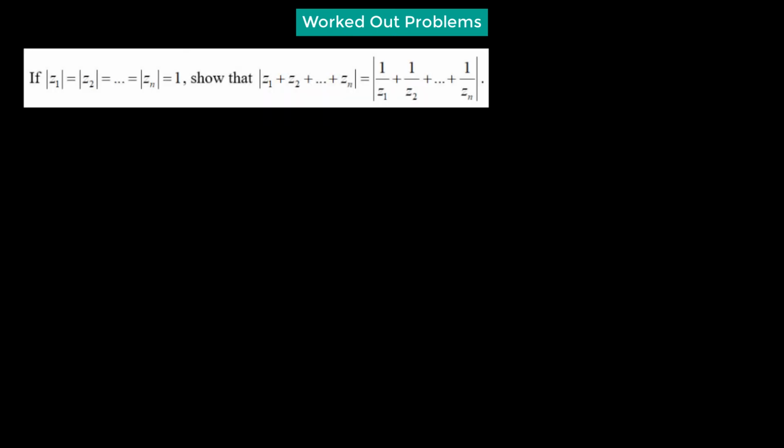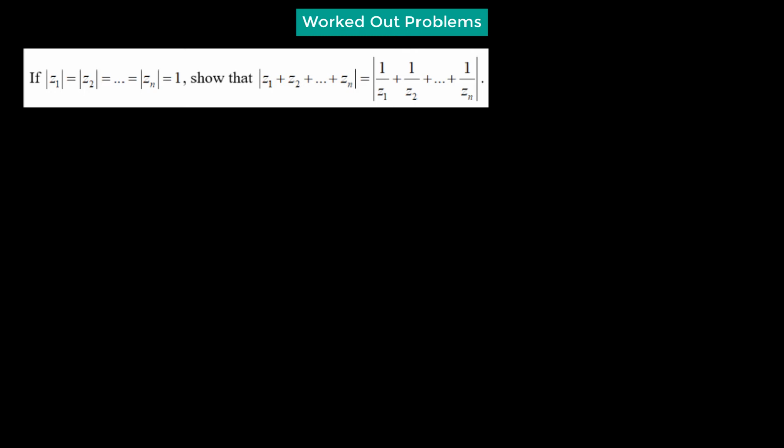In this question we have the absolute value of z1 is equal to the absolute value of z2, and it goes on to the nth value of z, and all of those values are equal to 1. So we have to show that the absolute value of the sum of the complex numbers z1 through zn must be equal to the absolute value of the sum of the reciprocals. So let us do that.